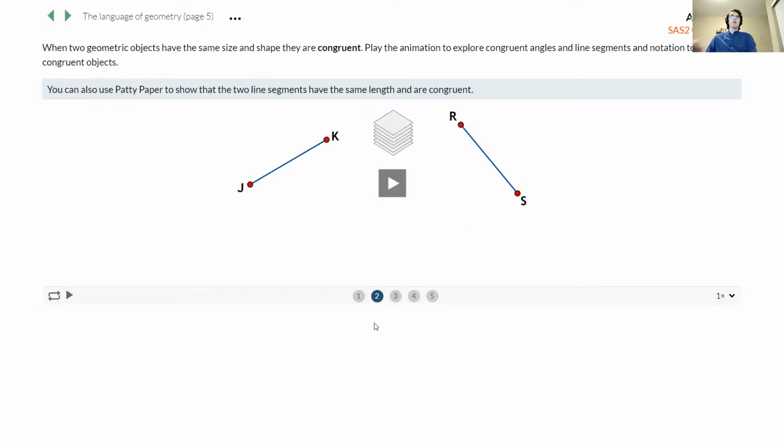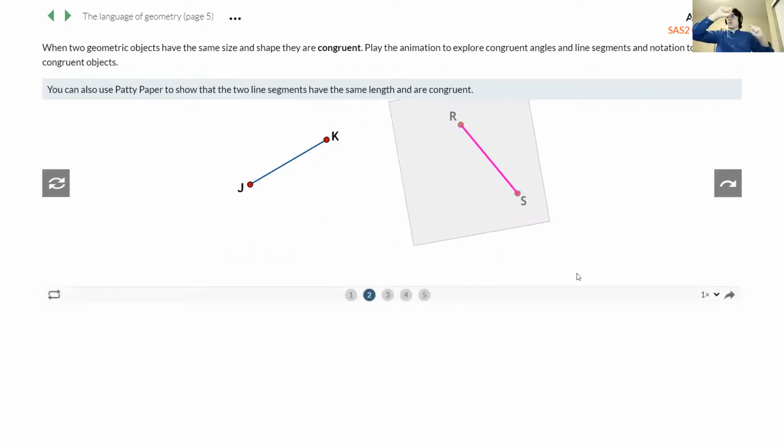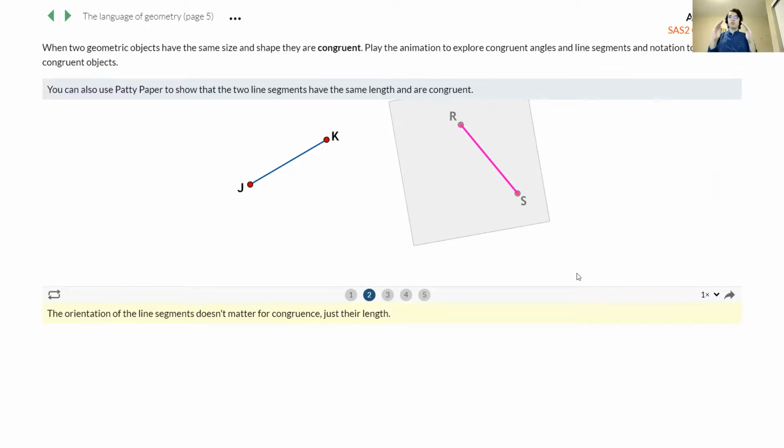If I was to, on patty paper, draw the distance on one and overlay it on top of the other one, notice I have to rotate it and move it, right? They're not in the same location. They're not the same orientation, but their lengths are the same, okay? I would say that these line segments are congruent to each other. They share those important properties. They're not the same line segment, but they're congruent. And that's because their lengths are equal, okay?